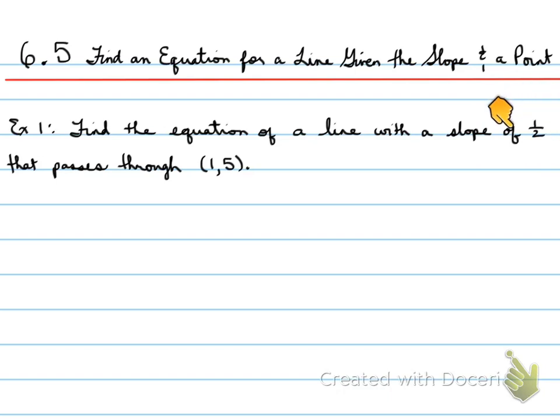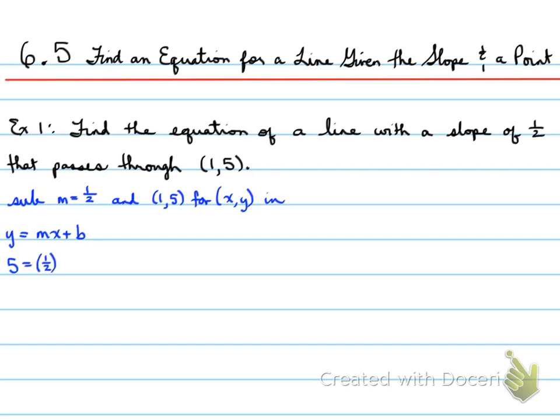We have the slope, but we don't have the y-intercept. So we need to find the y-intercept. To do that, we need to substitute the slope, m equals 1/2, and the point for x and y into the equation y equals mx plus b. This will give us the equation once I substitute these values. So y is 5 equals m, which is 1/2, times x, which is 1, so 1/2 times 1, plus b.